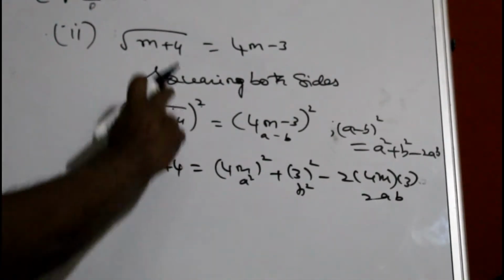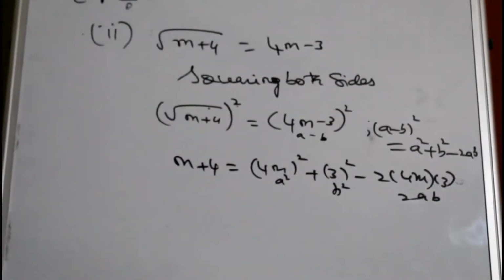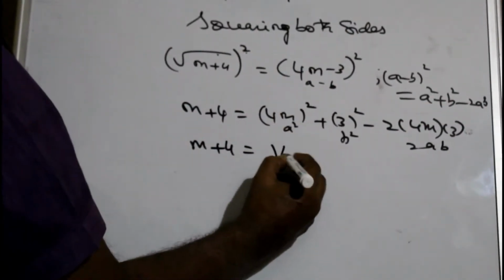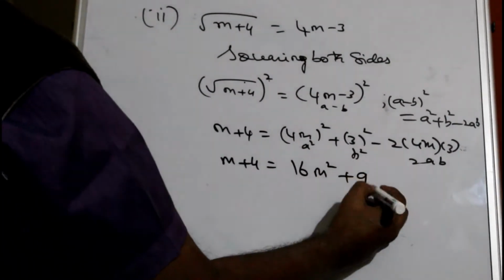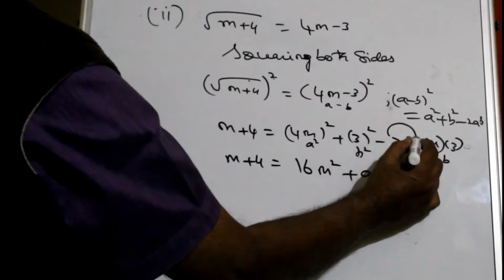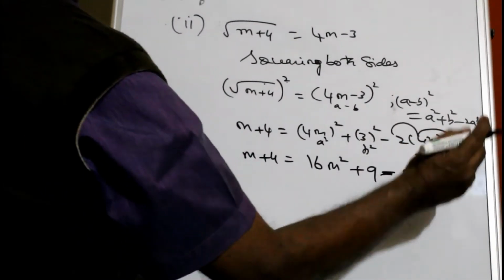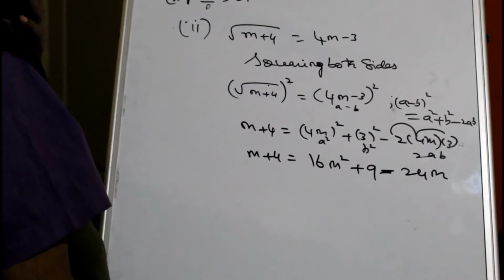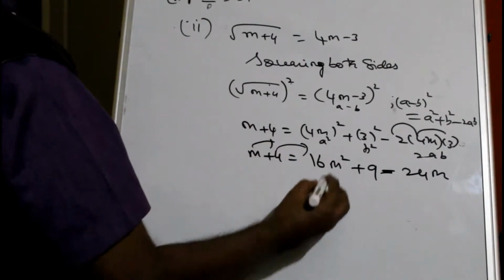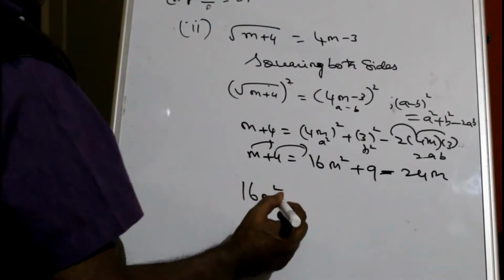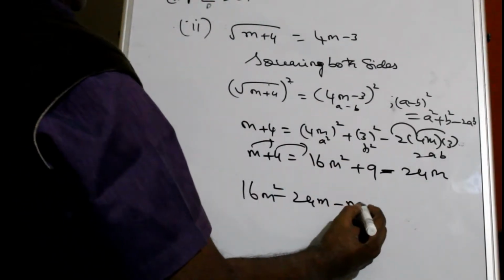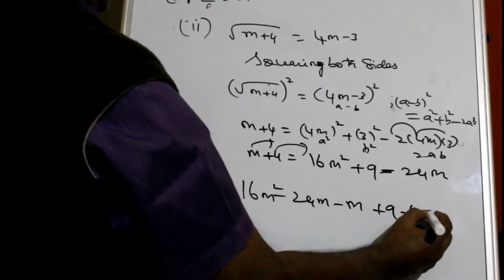To remove the root you have to square both sides. So what you get is m plus 4 equal to 16m square plus 9. Here you must multiply the numbers first and put the sign first. 2 into 4 into 3 is 24m. So bring it all to one side. Write this 16m square first, minus 24m, and take the other terms to that side: minus m plus 9 minus 4 equal to 0.